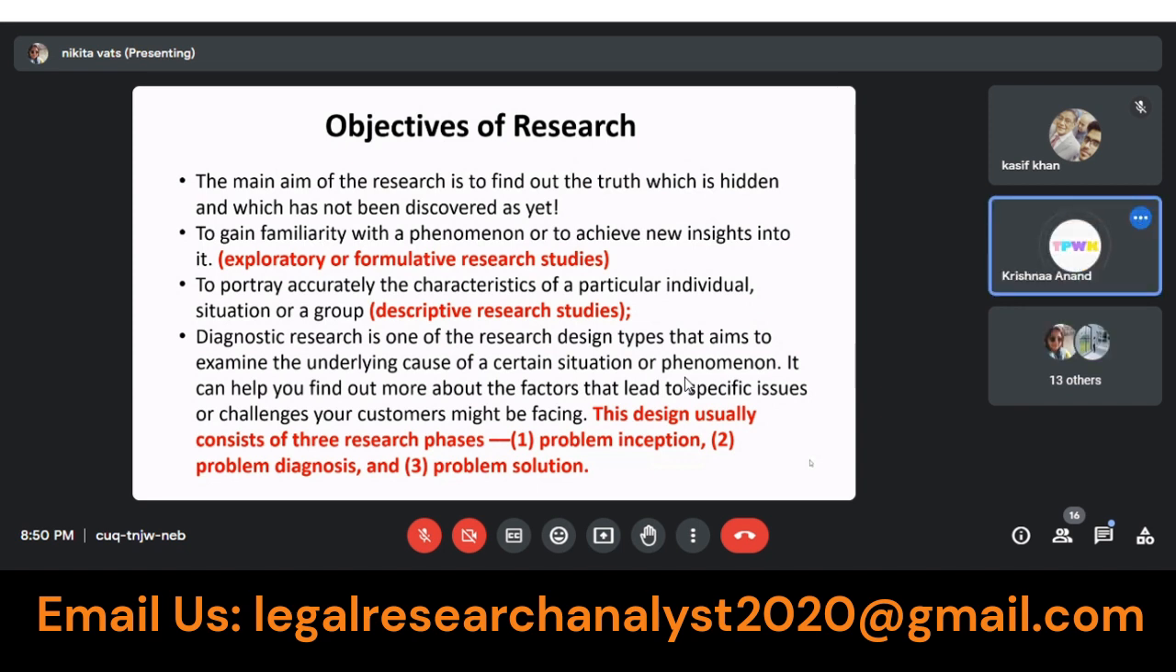Yes, ma'am. This is very important because we start doing research, we even publish articles, we even become good researchers, but still the objectives of research are something that everybody should know. Okay, any doubts in this?